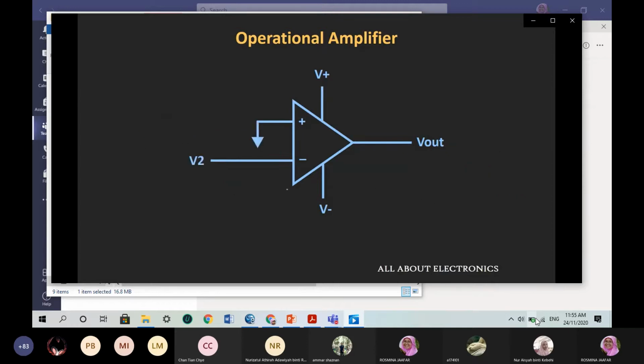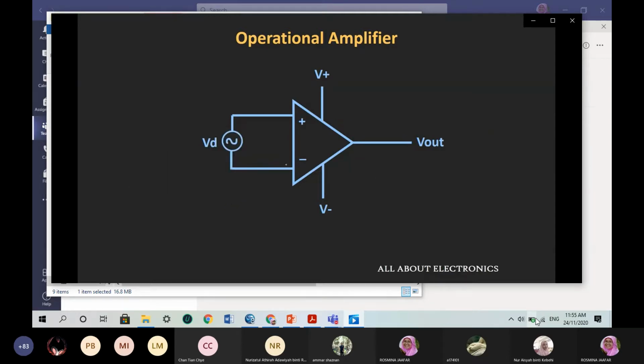Likewise, whenever we apply an input to this negative terminal and ground the other terminal, the output of this amplifier will be equal to minus A times V2, because the difference between these two input terminals will be equal to 0 minus V2, that is equal to minus V2. So if we apply a sinusoidal signal at the input, then at the output we will get an amplified sinusoidal signal which has a 180-degree phase with respect to the input signal. That means the output gets inverted by 180 degrees, and that is why this input terminal is known as the inverting terminal, because the output gets inverted with respect to the input.